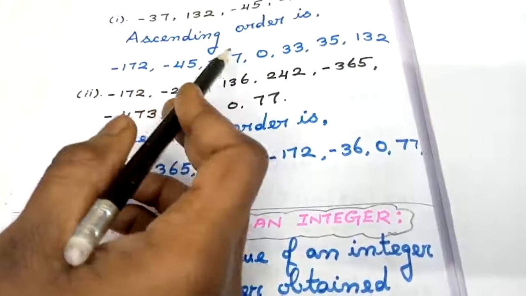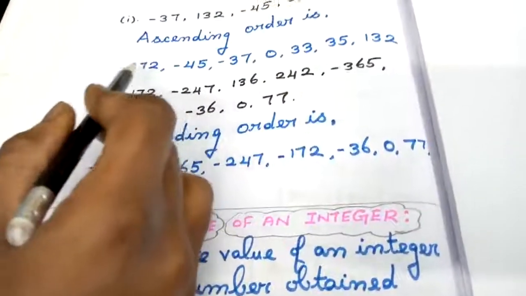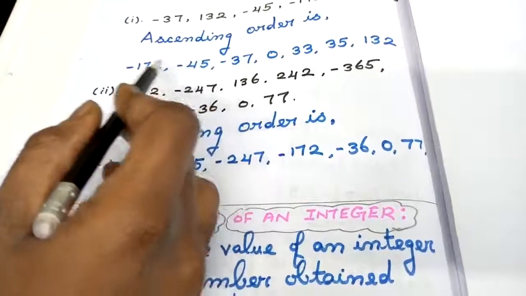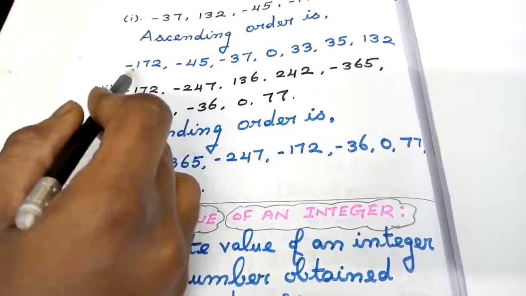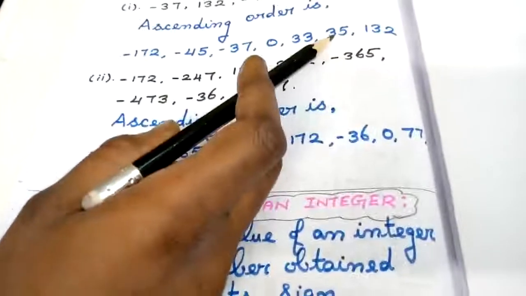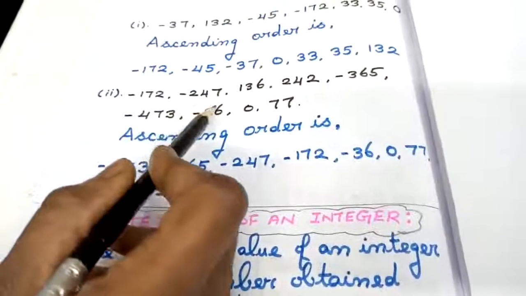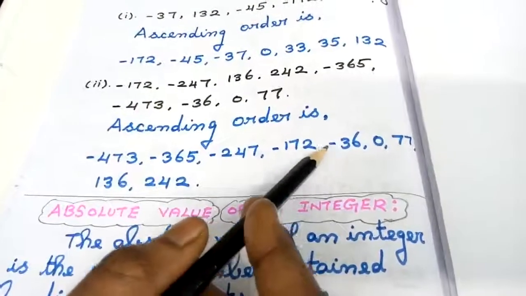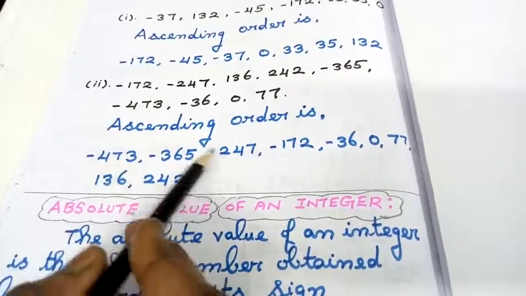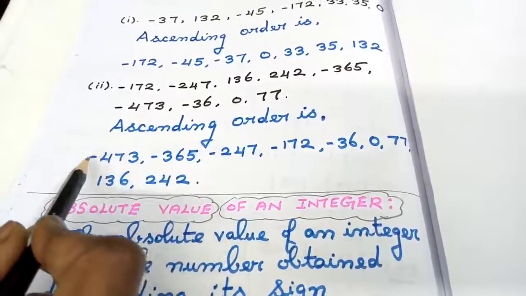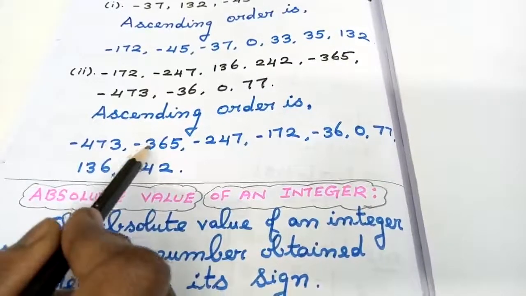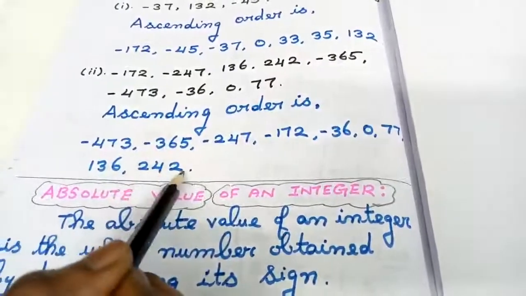If you see here, 172, minus 172, minus 45, minus 37. The smallest value is minus 172 regarding negative. So in this way I am going to arrange the values. Just find it out and arrange the values. Similarly for the second one also, negative to positive we are going to arrange it, and the greatest number in negative will be the smallest value. Minus 473 is the smallest, next smallest is minus 365, and so on till 242 you will be arranging the values.